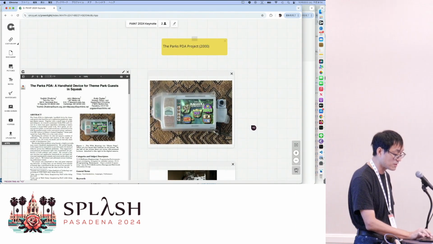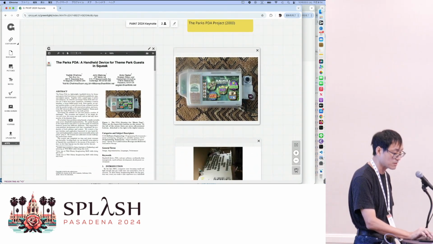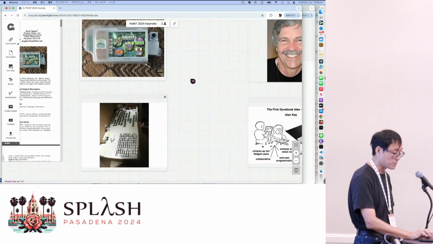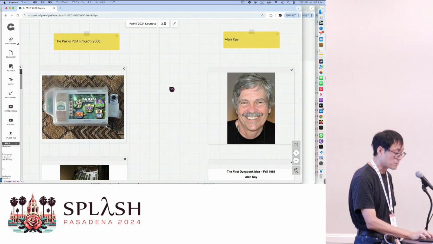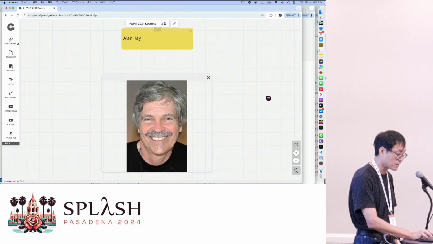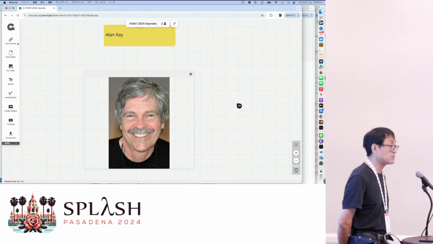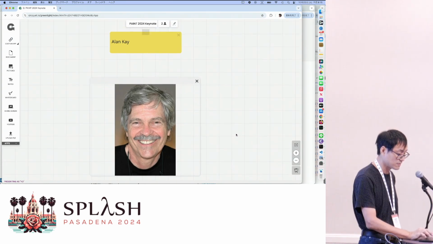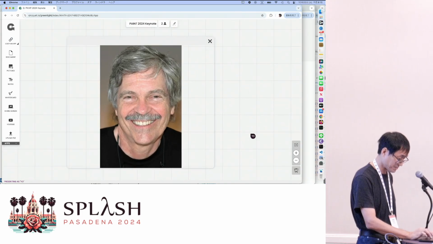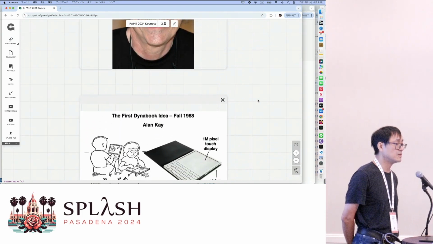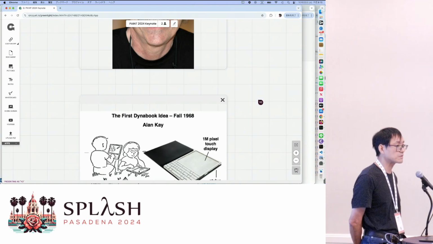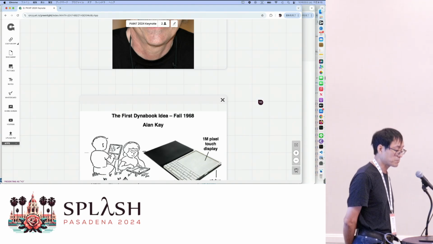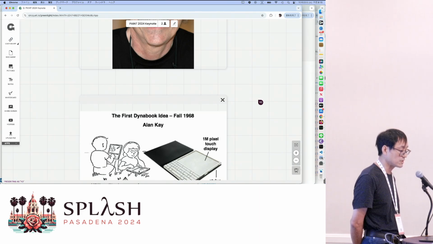The PAX PDA, as I said, there's a paper, and the device looked like this. But I'm not going to talk about that. Through this work, I got to know Alan Kay. And of course, everybody here knows who Alan Kay is. He's one of the biggest visionaries and pioneers of the computing field.